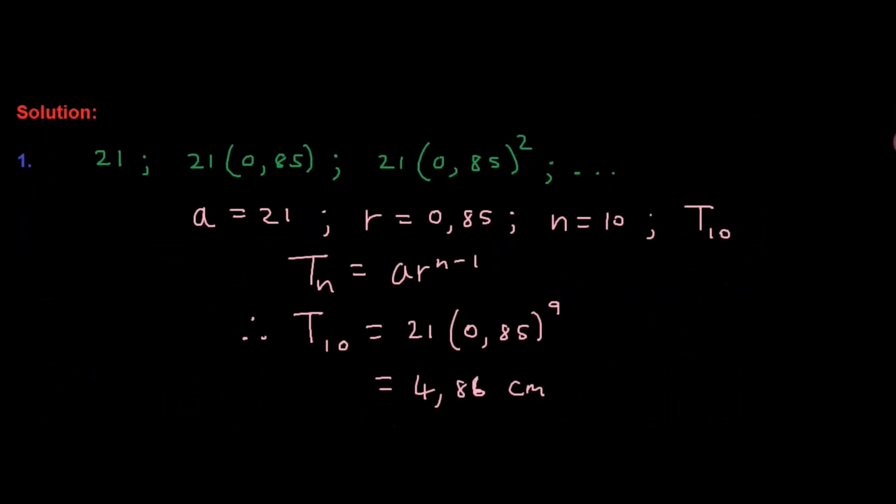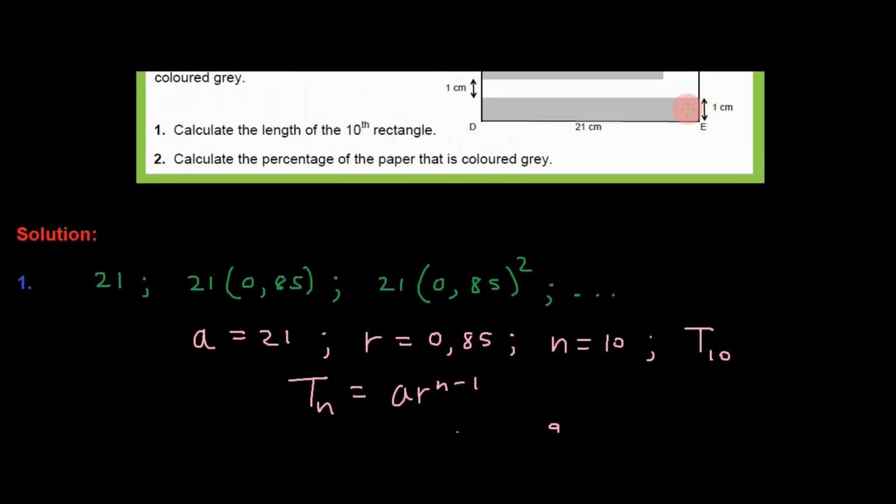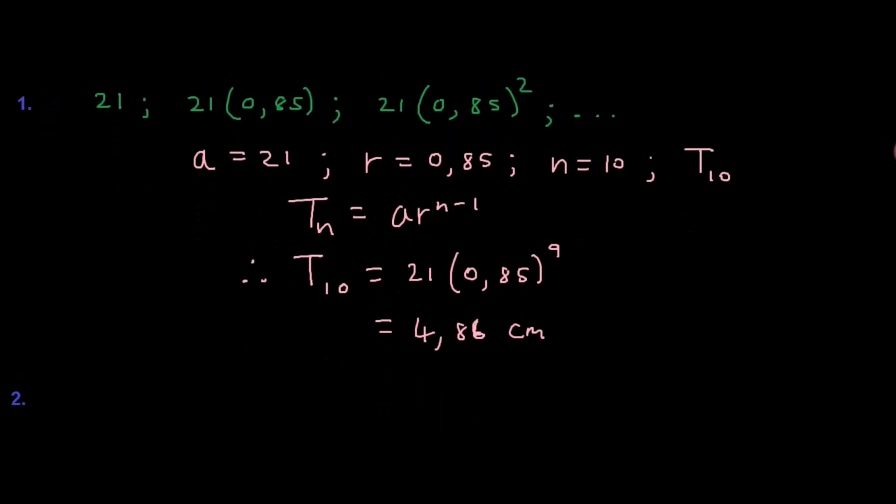Then secondly, in question 1, we wrote down the lengths of successive rectangles. Now, area equals length times width. And we know that the width of each rectangle is 1 centimeter. So the areas of the rectangles will be the same as their lengths, because area will be length times 1 in each case. So then we need to sum all the areas of the colored in rectangles. So let's do that.